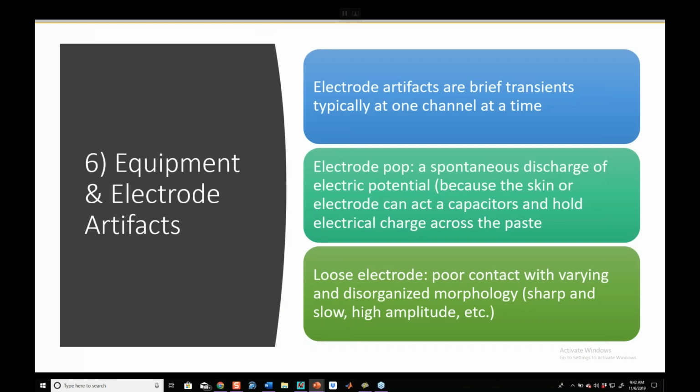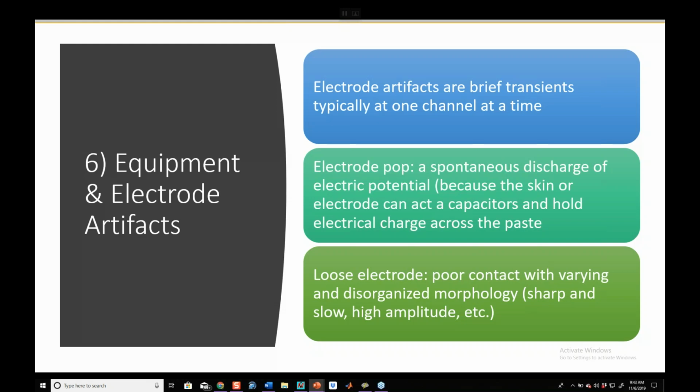So on that note, let's move into equipment and electrode artifacts. Electrode artifacts themselves are generally brief transients that happen one channel at a time, right? The one channel at a time piece is where you say, aha, it doesn't have field or phase. There's nobody else doing the same dance. A transient means that it's going to come and go.